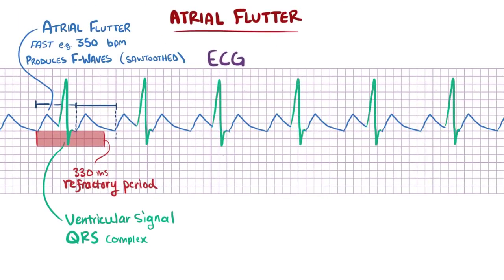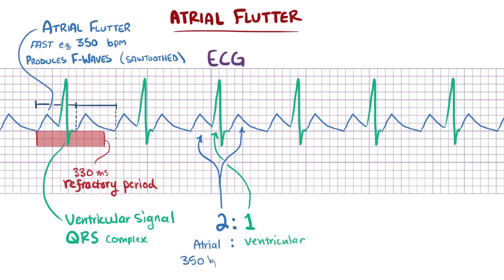In this example, therefore, we've got a 2-to-1 atrial to ventricular rate, because for every 2 atrial contractions, only one of them will lead to a ventricular contraction. So, in this example, there were 350 atrial beats per minute, but only 175 ventricular beats per minute.